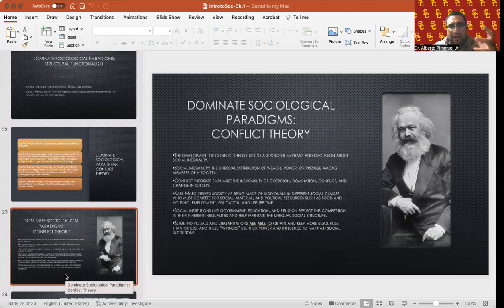But he talks about this concept of social inequality, that there's an unequal distribution of wealth and power and prestige among the members of our society. And because of this unequal distribution, it creates conflict, and it's inevitable that there's going to be coercion. There's going to be dominance of some kind. And Karl Marx looks at this and says, there are some winners and there are some losers within our society.